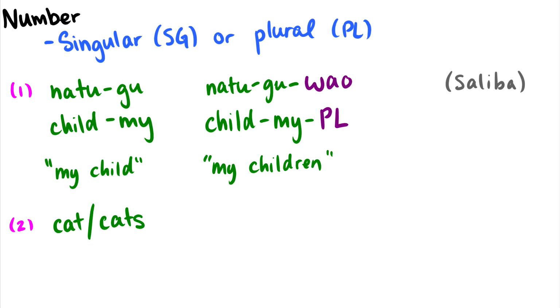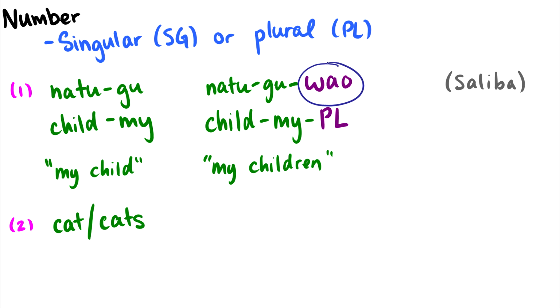That is a singular cat, or plural cats. We have markers on our nouns that tell us whether there's one or many. Let's take a look at Saliba. So Saliba does too. So my child, natugu, or my children, plural, natugu wow.